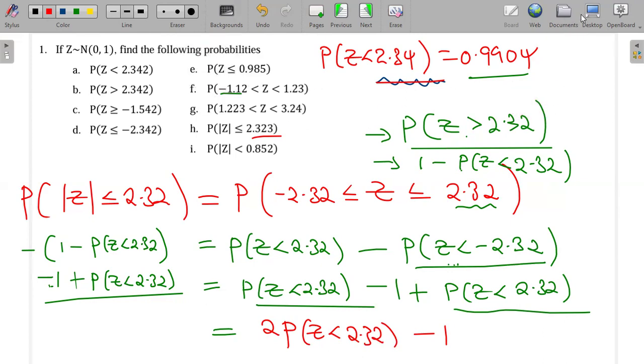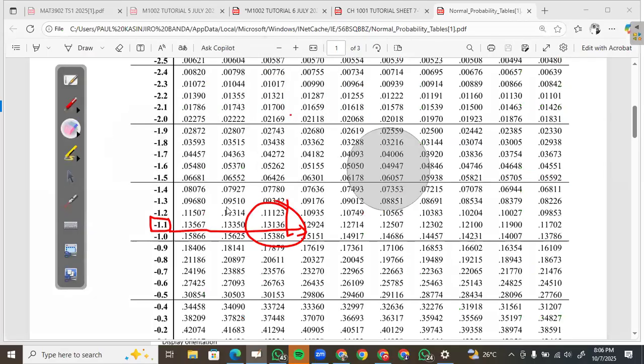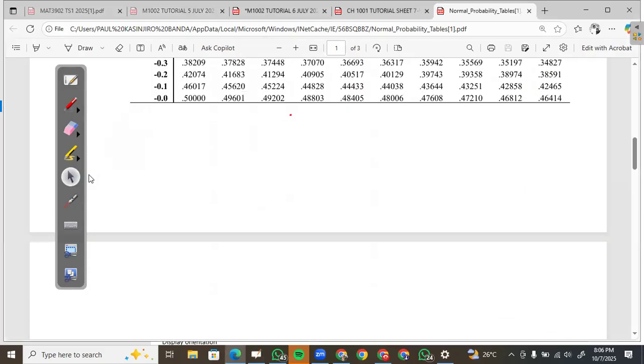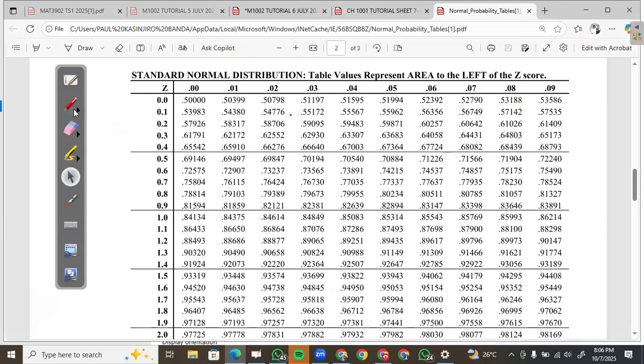Okay, so let's do that. So this is 2.32. That is the positive Z score table, so I go to the positive Z score table. For 2.32, it means here I have 0.2, and then here I have 2.2.